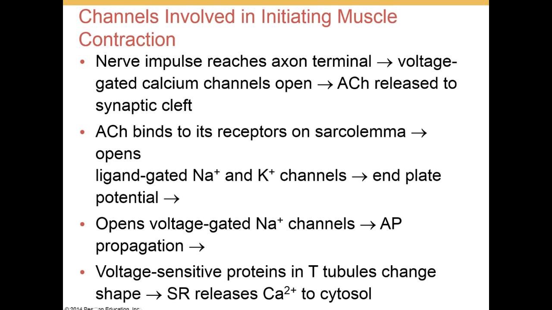But that will open voltage-gated sodium channels on most of the sarcolemma. And that's where we get an action potential, because the voltage-gated channels will continue to open, and that will spread the action potential across the entire sarcolemma and down into the T tubules. Then we have voltage sensitive proteins that are found between the T tubules and the sarcoplasmic reticulum, and that's going to open up some ion channels in the sarcoplasmic reticulum, releasing calcium out to the cytosol.